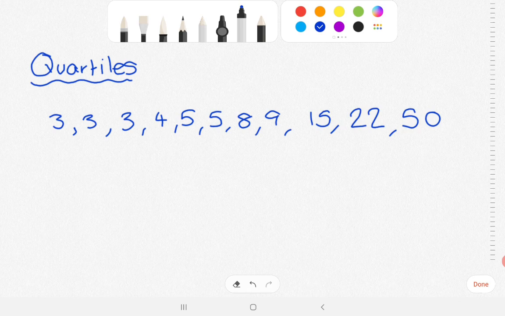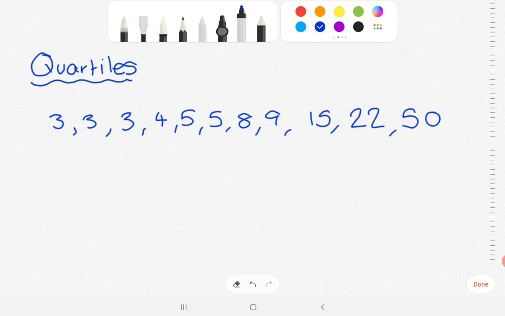But if we look at the range of this data here, this 50 take away 3, it would give us 47. So it tells us that the data is quite spread out, but it's not really. If you look at it, the majority of the data is between 3 and 9. So the thing with mean, median, mode and range that we've done so far is it's often not accurate enough.